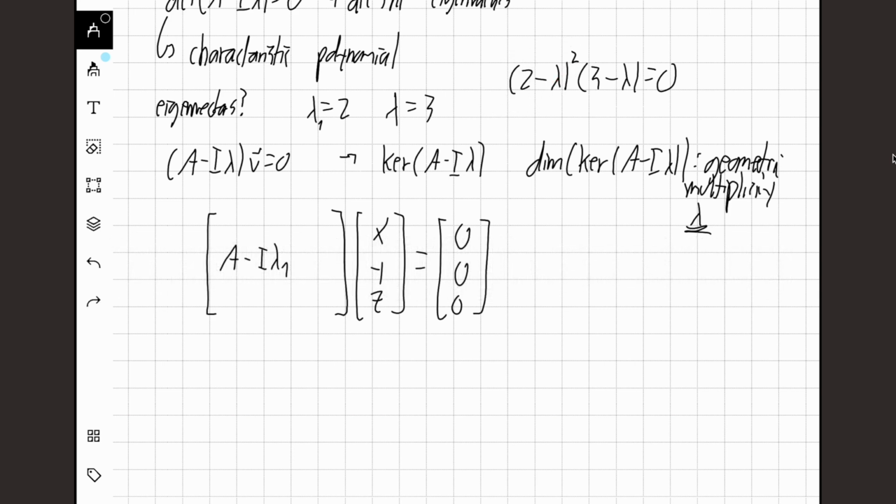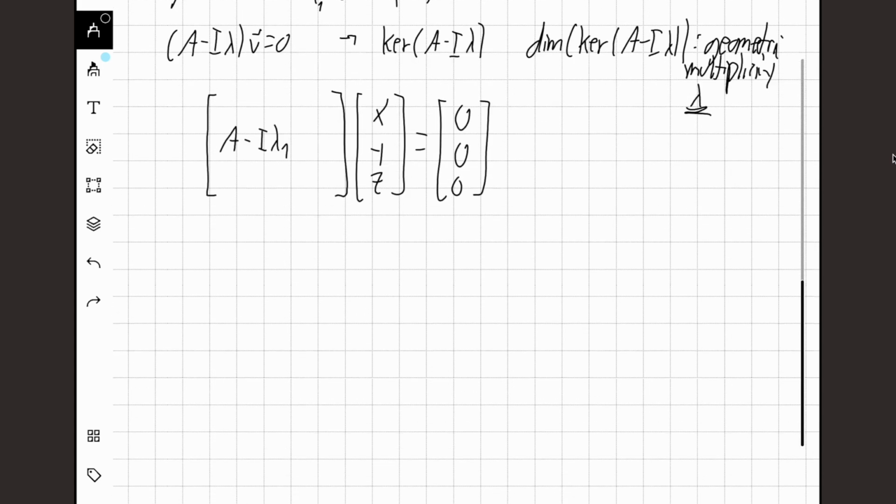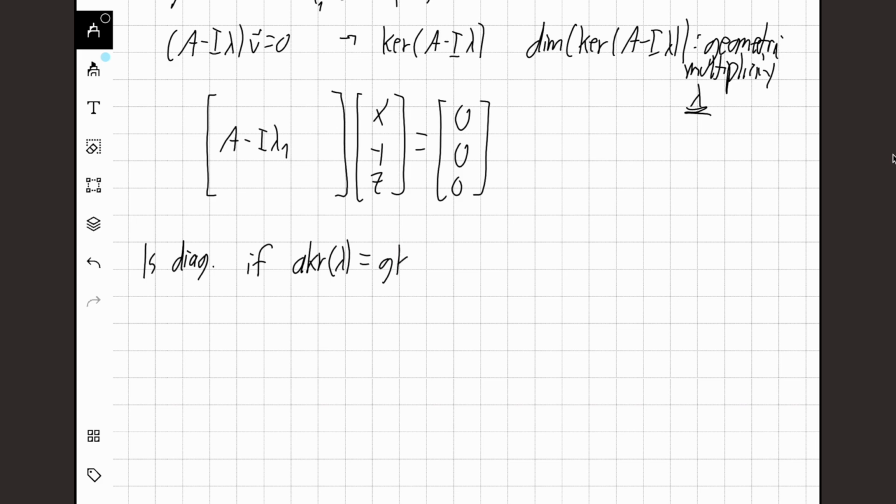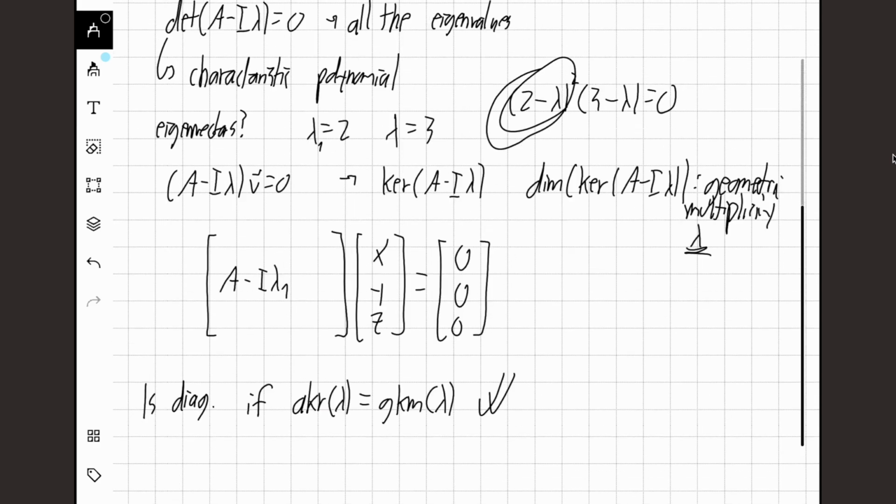And the nice thing is that a matrix is diagonalizable if the algebraic multiplicity, which I'll shorten to AM of lambda, equals the geometric multiplicity, which I'll call GM of lambda, for every single eigenvalue. If this is true for every eigenvalue, then the matrix will be diagonalizable. So for this eigenvalue, if we get two eigenvectors from this expression, and for this one, if we get one eigenvector from this expression, we know the matrix will be diagonalizable.